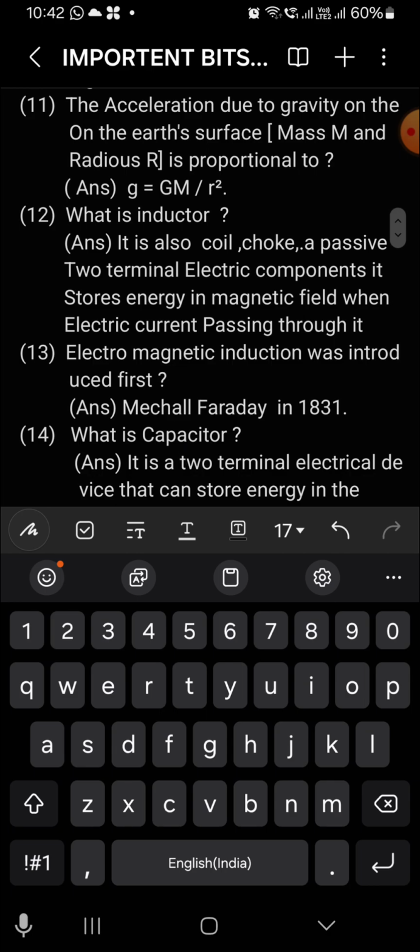Next one, the acceleration due to gravity on the earth's surface, with mass m and radius r. It is proportional to the gravitational force, g is equal to GM by r square.